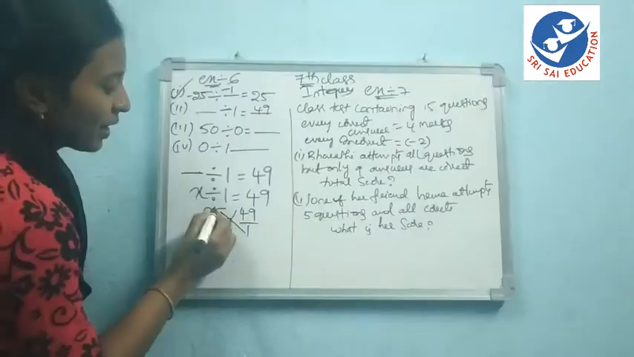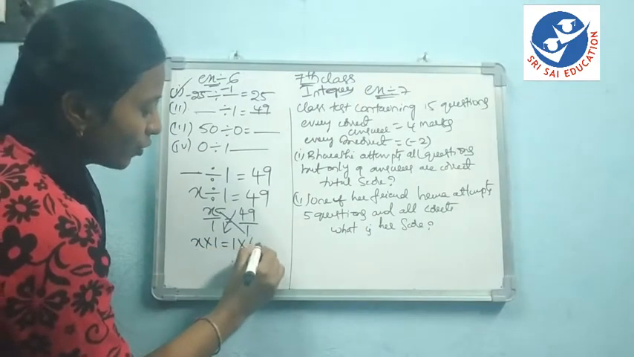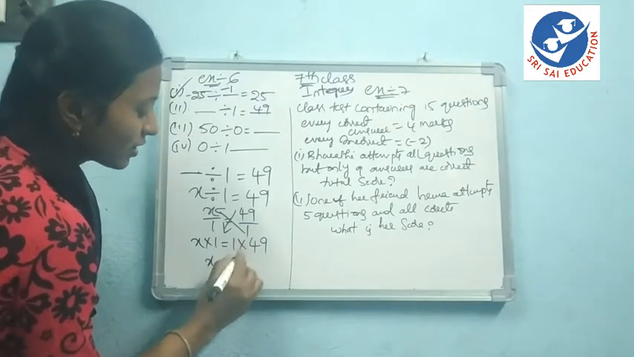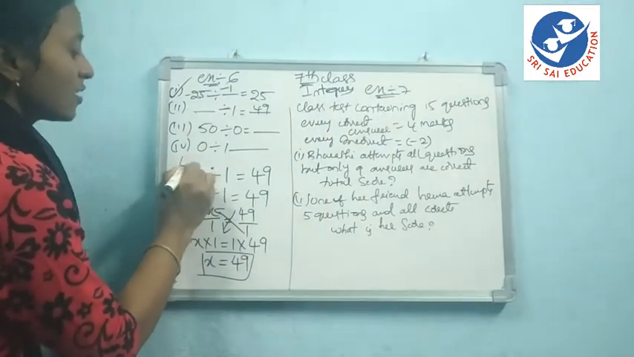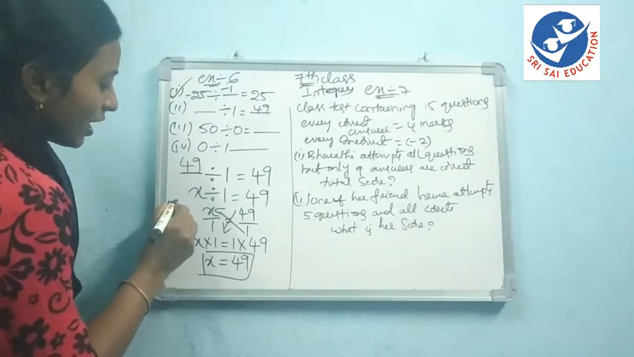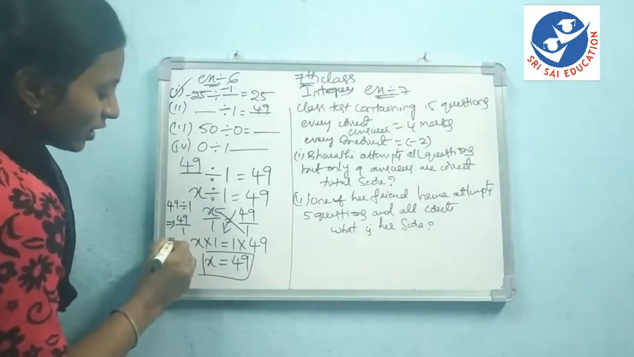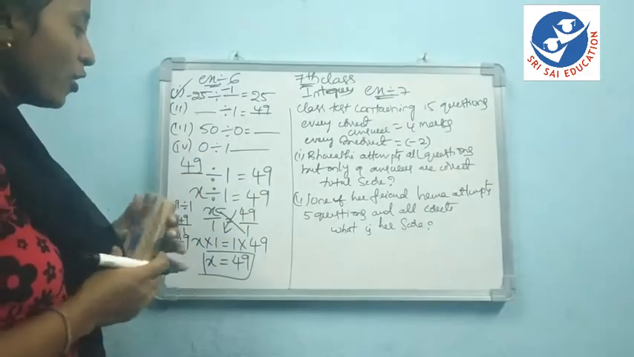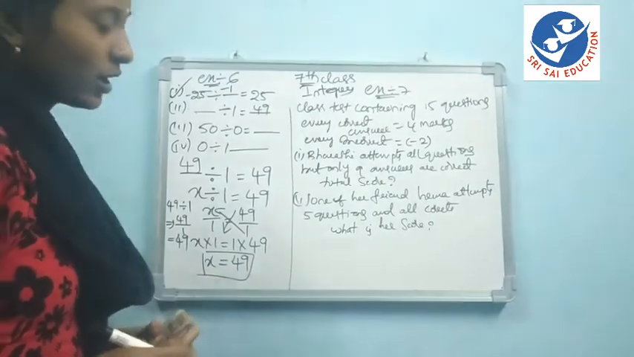We apply cross multiplication. x into 1 equal to 1 into 49. That is x into 1, x. 49 ones are 49. So x is 49. We verify: 49 divided by 1 means 49 by 1. 49 by 1 means 49. We get plus 49. So the answer is correct. That is x equal to 49.